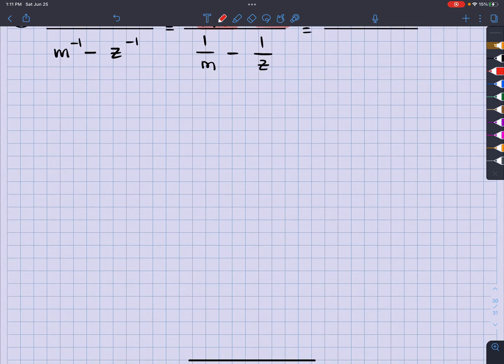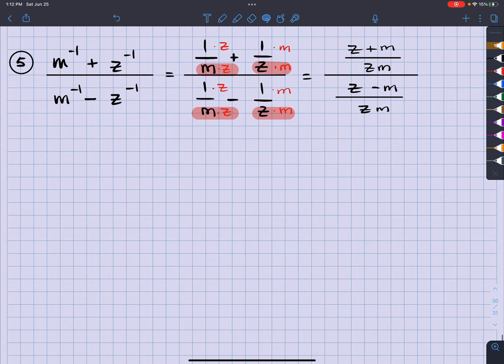Same thing, bring the sisters out. The m is missing a z. The z is missing an m. And look at this, zm, zm. Awesome. So what do I have here? I have z minus m all over zm. All right, so what do I really have here?